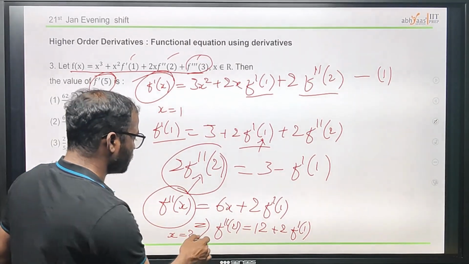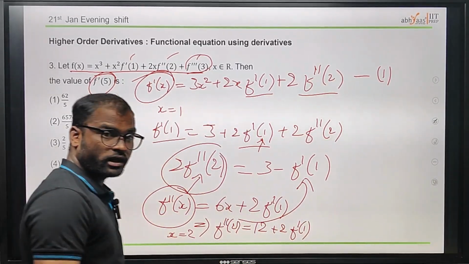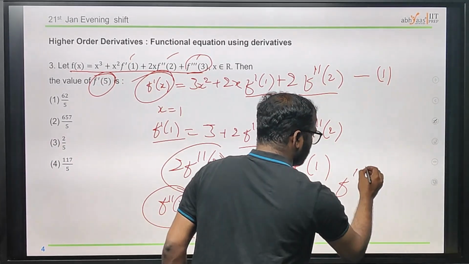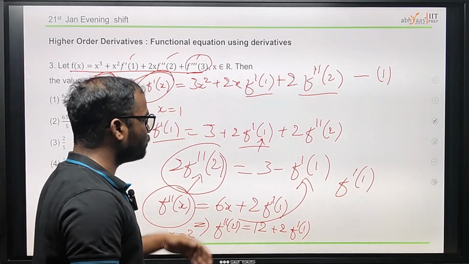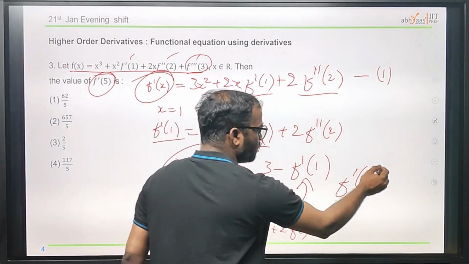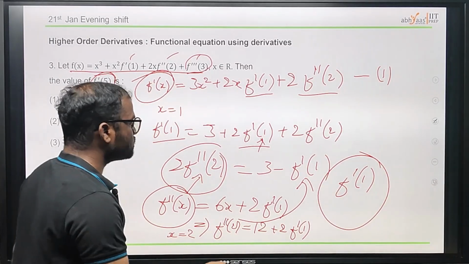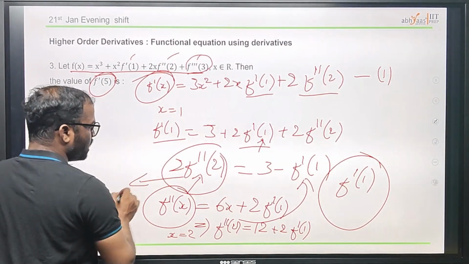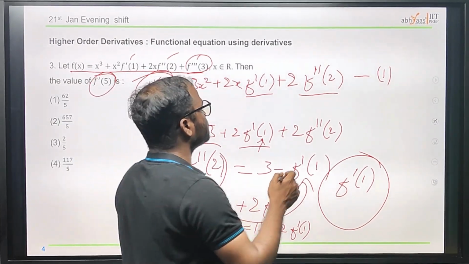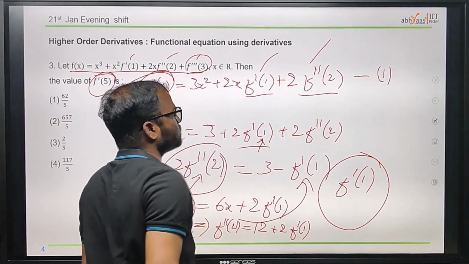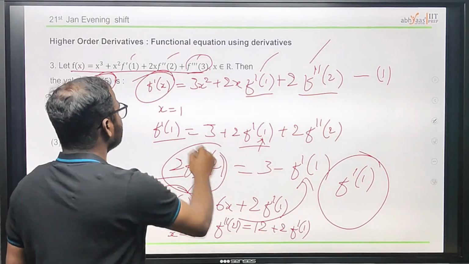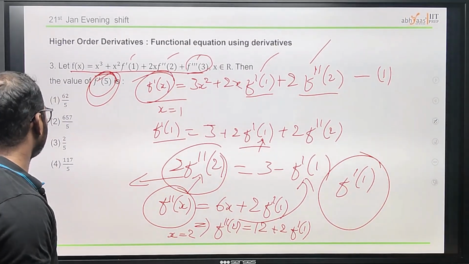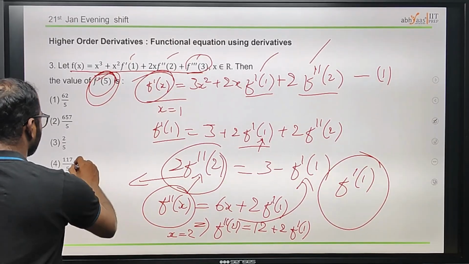Just substitute this in the earlier equation. After that we will get f dash of 1, by putting that. Since we then know f dash of 1, we can easily find f double dash of 2. After finding f dash of 1 and f double dash of 2, we can easily find f dash of 5. That will be our answer, 4 is our answer.